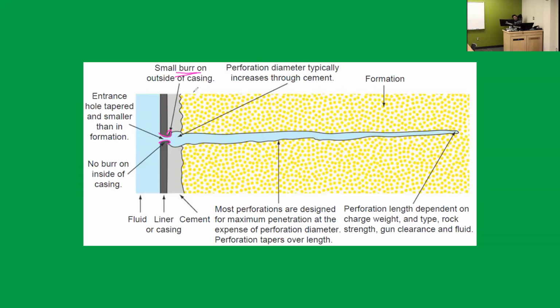Perforation length is dependent on charge weight, type, rock strength, gun clearance, and fluid. Obviously, the bore is outside of the casing, okay? And it will be like that. You expect it to be like that because the blast of the gun is coming from inside.